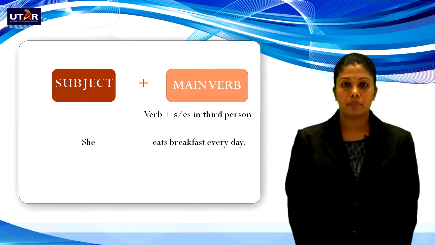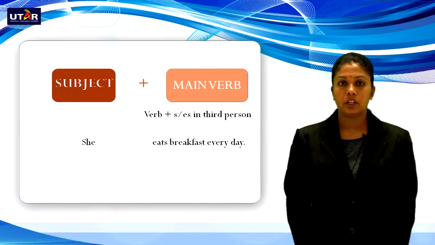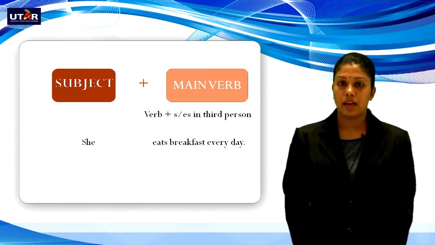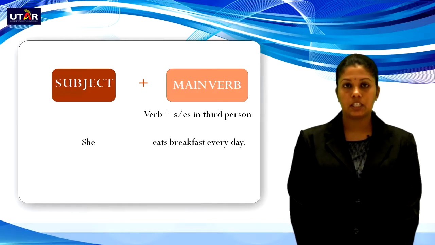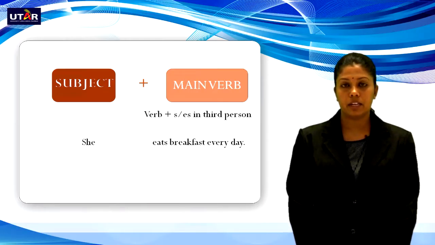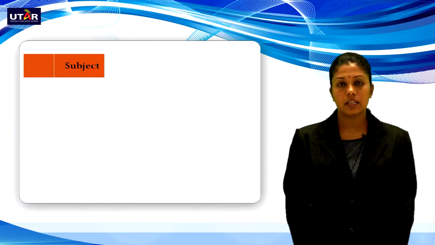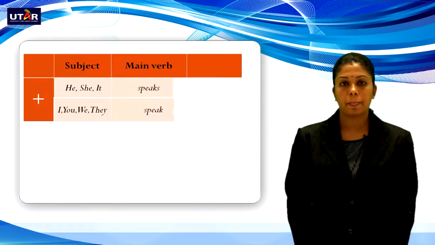She eats breakfast every day. She is third person singular. So the verb, we have to add s to it. So eat becomes eats. She eats breakfast every day. Now let's look at the other subjects.